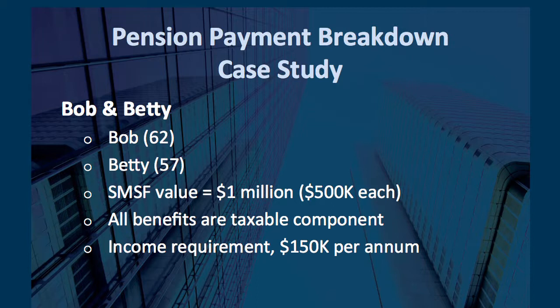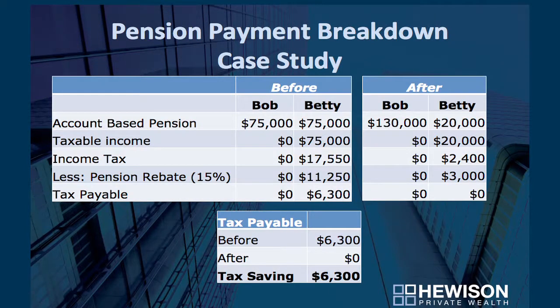So if Bob and Betty weren't to seek any advice and they just start a pension themselves, they'd probably think, why not just split that income $75,000 down the middle? Why not? Bob, as I've explained earlier, is over 60, so he pays no tax whatsoever. Betty, on the other hand, is under 60, so she will be liable for tax at her marginal rate. Now, on $75,000, she'd pay tax of around $17,000 per annum. Now, there is that pension rebate of 15%, which does offset that tax down to around $6,300.